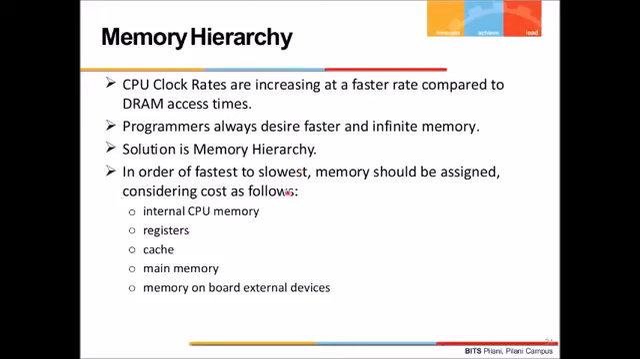So what you do is organize the memory from fastest to slowest. The fastest one should be the internal CPU memory, the registers, then cache memory, then main memory, then memory on the board of external devices. Okay, so this is a kind of hierarchy, fastest to slowest. So how is it done generally?